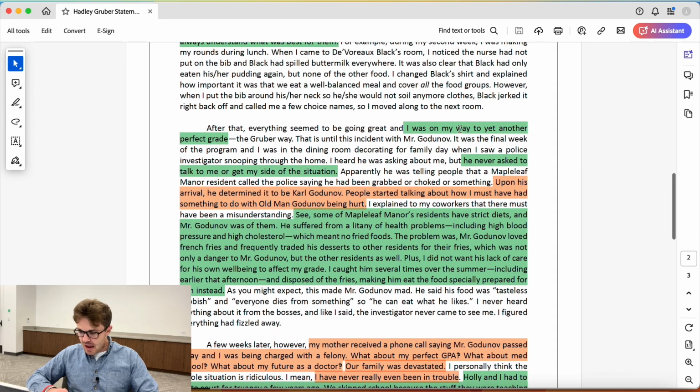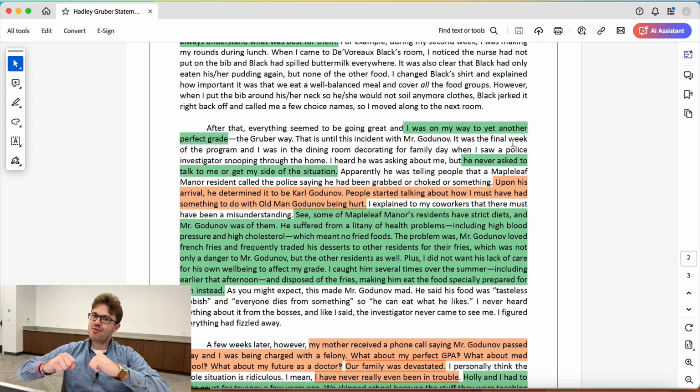Let's see. "I was on my way to yet another perfect grade." So the way that that's phrased, on the surface there in the witness statement is almost like a little snarky and sarcastic, like I was on my way to another important grade. And we wouldn't want the witness to deliver that line that way, but this does point to the fact that the witness had a perfect grade. That's an important detail, the fact that she's good at her job.